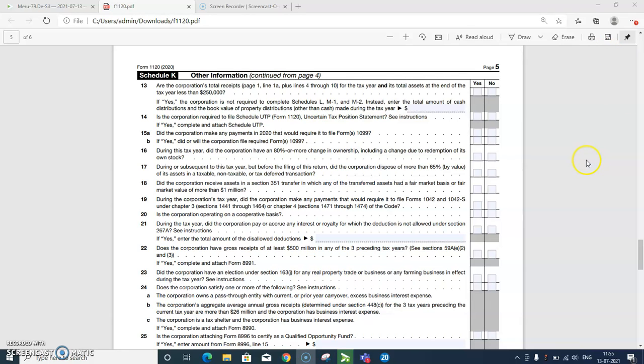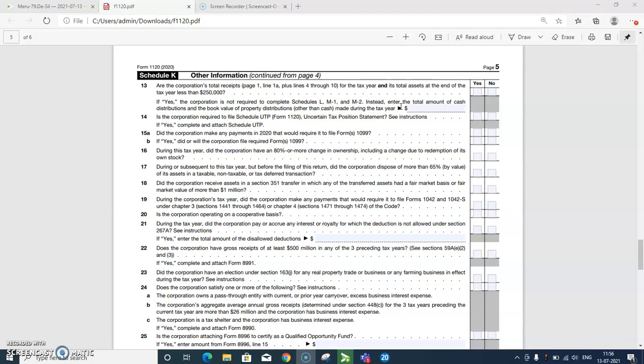Now coming to line number 14. Is the corporation required to file Schedule UTP, uncertain tax position statement? If yes, please complete and attach Schedule UTP. Now coming to question number 15. A. If the corporation made any payment in 2020 that would require the corporation to file any Form 1099, check the yes box for question 15A and answer question 15B. Otherwise, check the no box for question 15A and skip 15B.